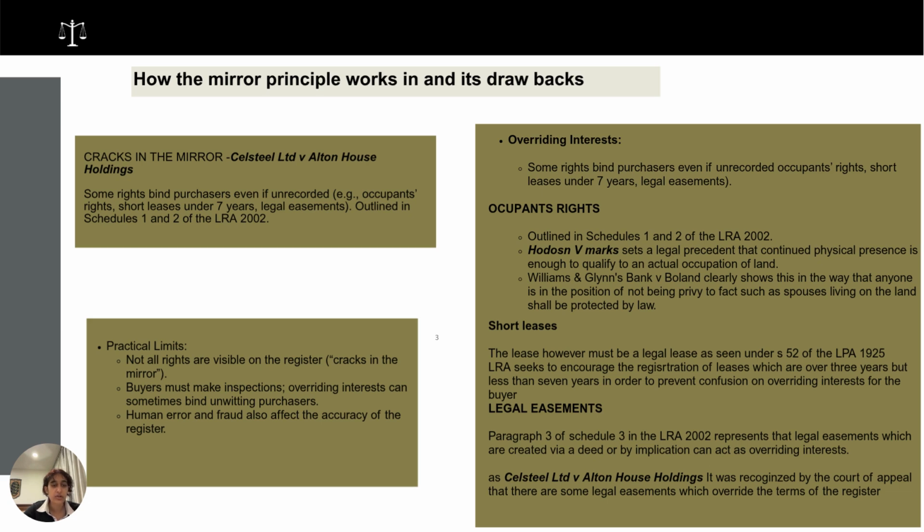Second, in order to understand the concept of overriding interests as mentioned in the slide before, it is integral to explore what types of interests exist under the LRA. Interests that override are outlined under Schedules 1 and 2 of the LRA. Examples of these interests include occupant rights of individuals actually living on the land, short-term leases not exceeding 7 years, and some types of legal easements or rights of way. These interests bind buyers even if they are not reflected within the register.